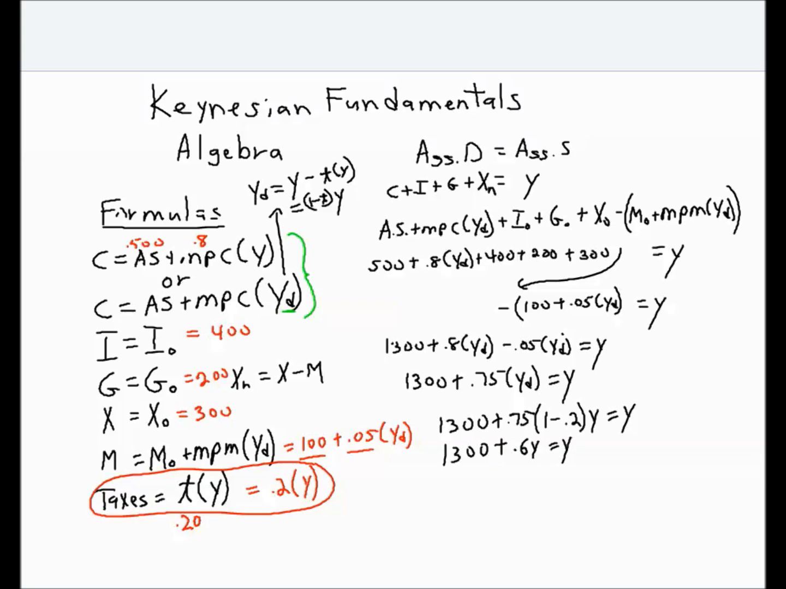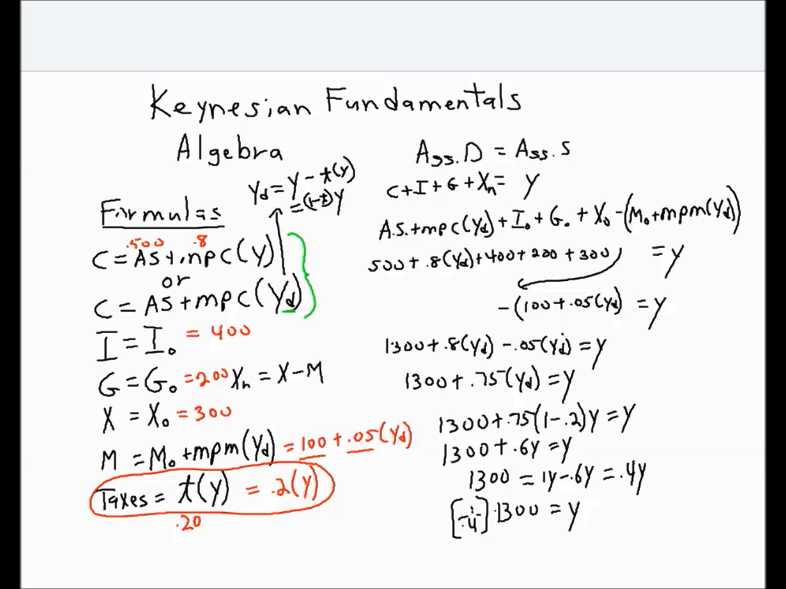Now I'm going to subtract 0.6Y from both sides. I get 1300 equals 1Y minus 0.6Y, which is equal to 0.4Y. See that? Now I'm going to divide both sides by 0.4, but I'm going to do it in an odd way. I'm going to add this little step: 1 divided by 0.4 times 1300 equals Y. See how I did that?